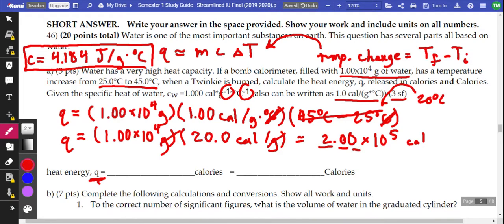So our heat energy absorbed by the water from the heat of the Twinkie burning is 2.00 times 10 to the fifth calories. But capital C Calories is what we usually see on food. This is actually kilocalories.